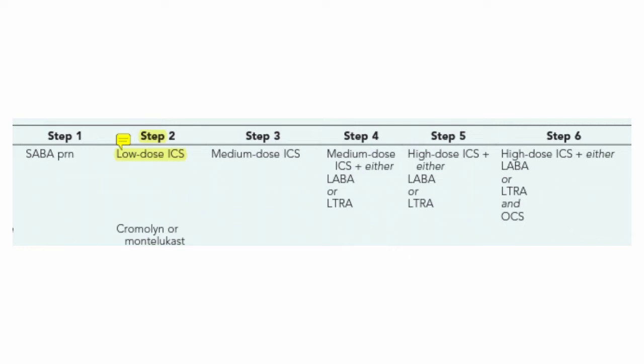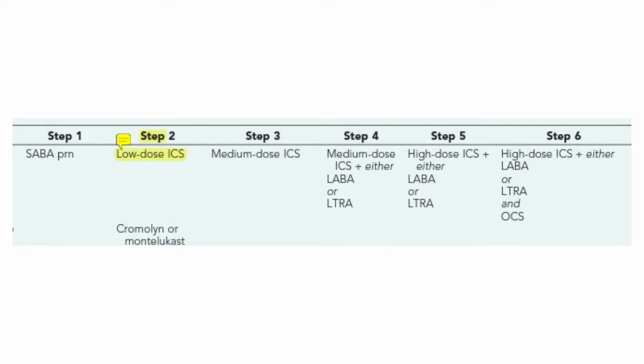Step 4 is SABA will continue. So as you move upward, the previous step will continue. So SABA plus low dose. Step 2, SABA plus medium dose inhaled corticosteroids. Step 3, SABA plus medium dose inhaled corticosteroid plus either LABA, that is long acting beta agonist, or LTRA, that is leukotriene receptor antagonist. So in step 4, you will give him SABA as required plus medium dose inhaled corticosteroid along with the LABA or LTRA.